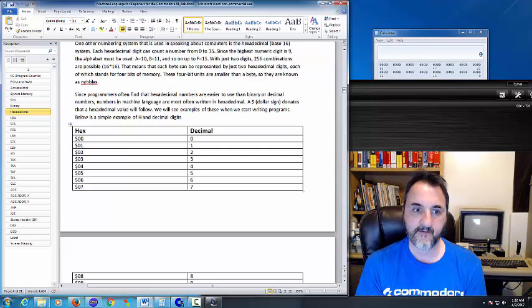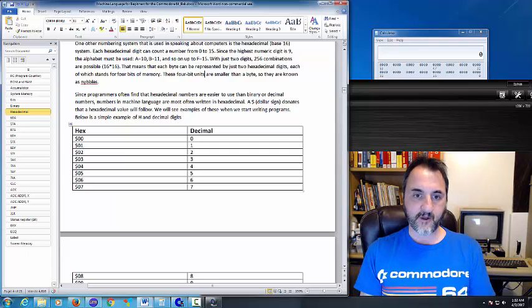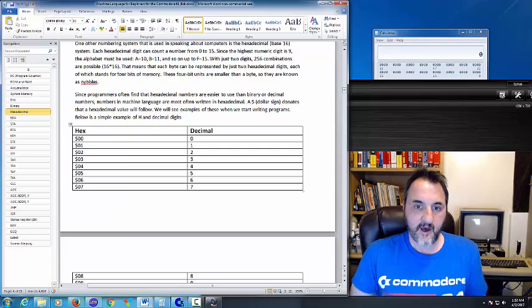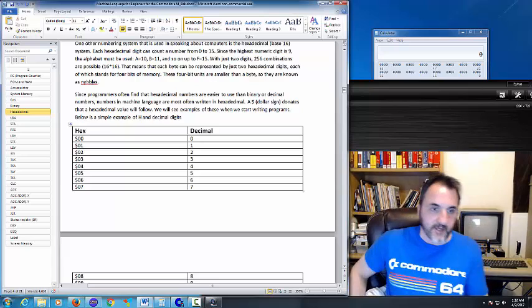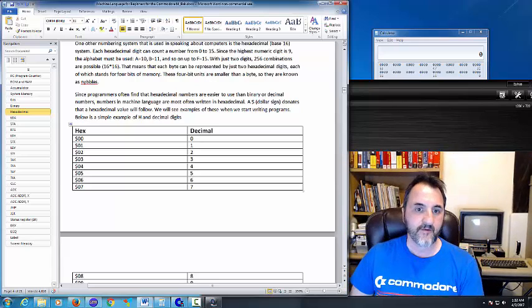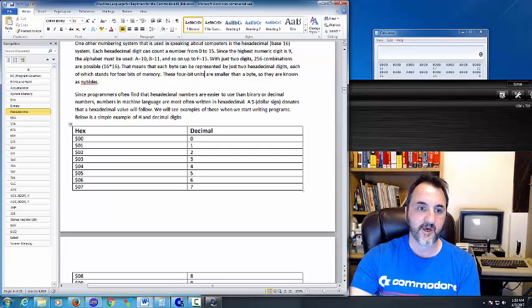Since programmers often find that hexadecimal numbers are easier to use than binary or decimal numbers, numbers in machine language are most often written in hexadecimal. A $ sign denotes that a hexadecimal value will follow. We will see examples of these when we start writing programs. Below is a simple example of hex and decimal digits. Actually, I meant to put hex.